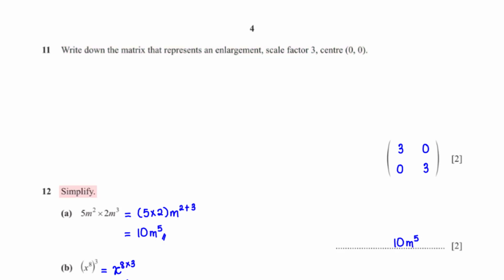Simplify 5m squared times 2m cubed. When the m terms multiply, their powers add, and so we can rewrite this as 5 times 2 times m raised to the power 2 plus 3. 5 times 2 is 10 and 2 plus 3 is 5. And so the final answer here is 10m raised to the power 5.